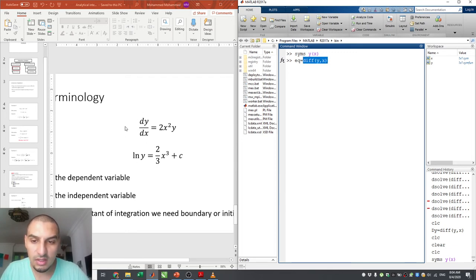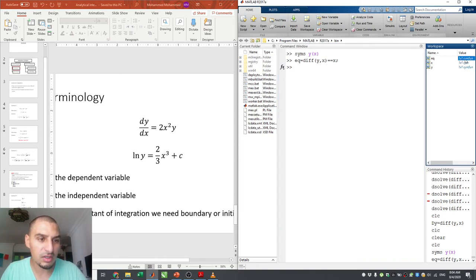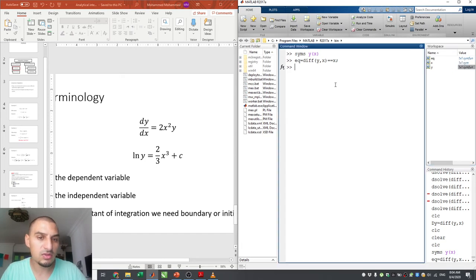So what I wrote here equals the dy by dx, and I'm gonna use a very simple equation. I want to make dy by dx equal to x. You have to use double equal. It's not a single equal that you can use. So this is an equation. It says that y is a symbolic function, by the way. So it's not just a symbol. It understands that this is a symbol that symbolizes a function.